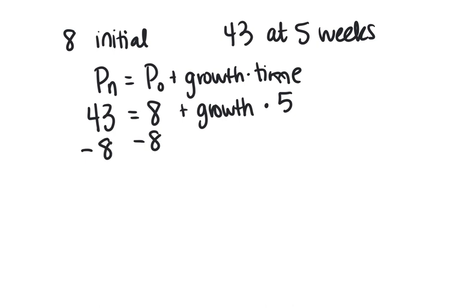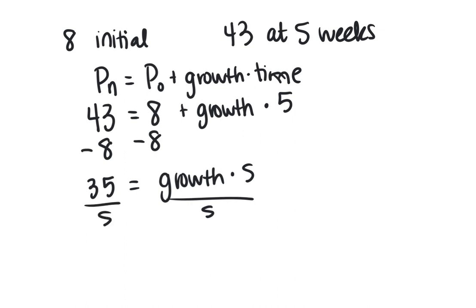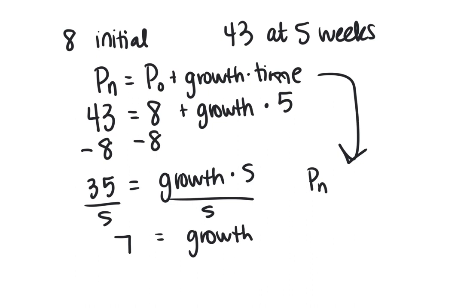Subtract 8 from both sides. And you're going to get 35 equals growth times 5. Divide by 5. And here we get that our growth is equal to 7. And so to actually answer this question, we're going to find our PN. Pay attention to that little subscript because that's telling you what the variable is. Our initial value of 8, our growth rate was 7, and then our variable N, and that solves the problem.